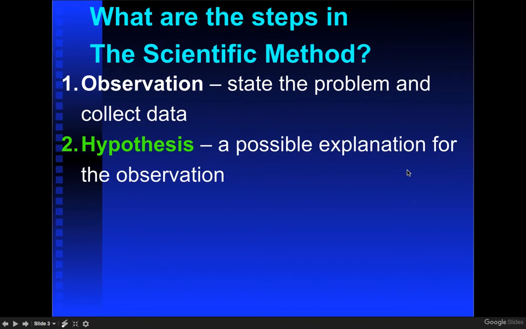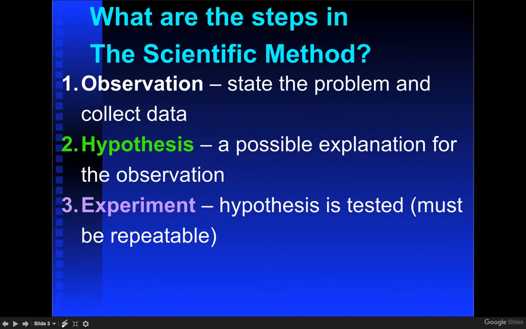The next step is to come up with some sort of explanation for this. This is a hypothesis, and this has to be an explanation that we can test. After that, you test this hypothesis by performing an experiment. And this has to be something that's repeatable. If it's not, it's technically not science.